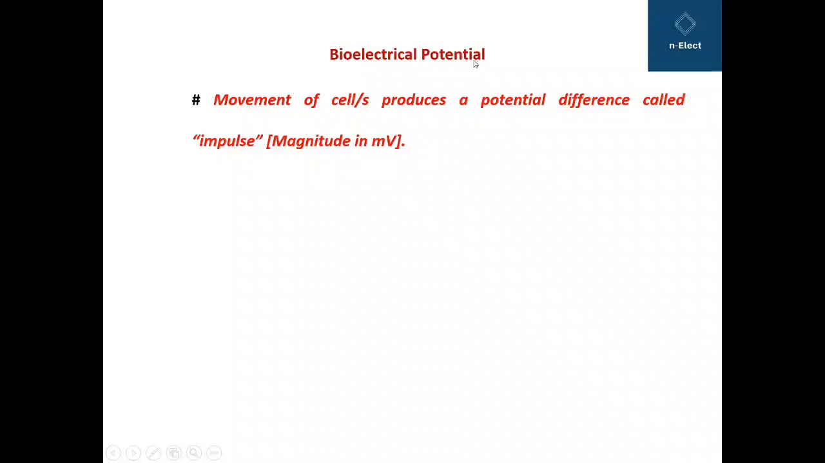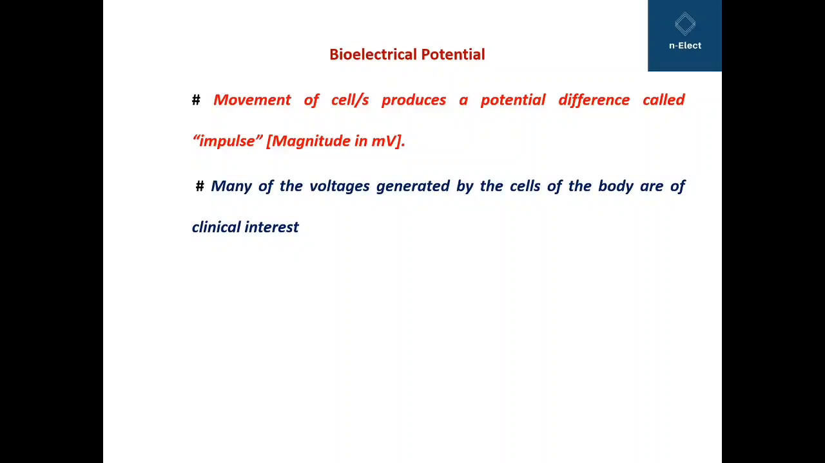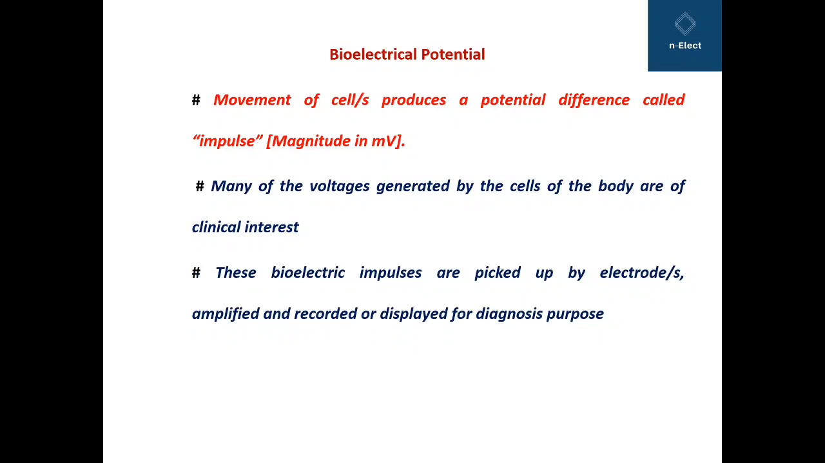Bioelectrical potential. Movement of a cell or cells produces a potential difference which is called an impulse, having very less magnitude, of the order of millivolt. Many of the voltages generated by the cells of the body are of clinical interest and are helpful for the technicians or doctors to diagnose the patient from the result obtained through the biomedical electronic devices. These bioelectric impulses are picked up by the device which is called an electrode or electrodes. Then they are amplified and recorded or displayed for diagnosis purposes.